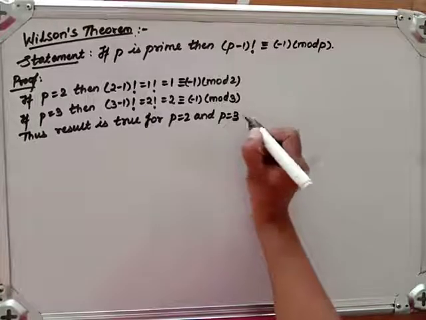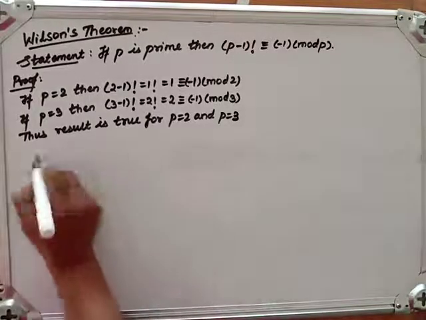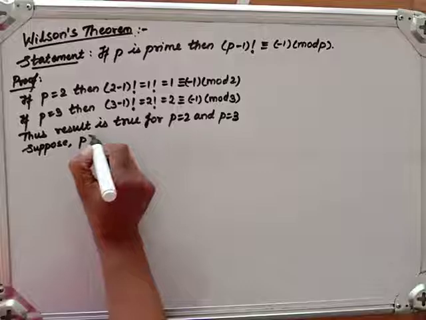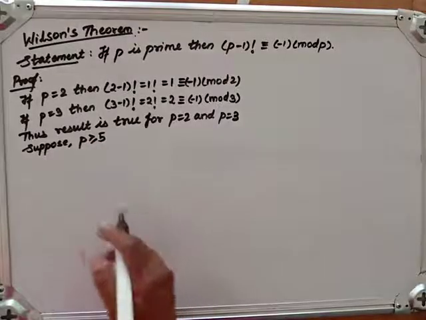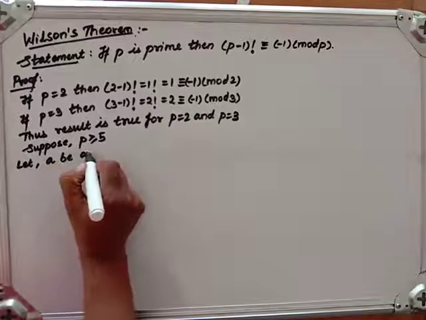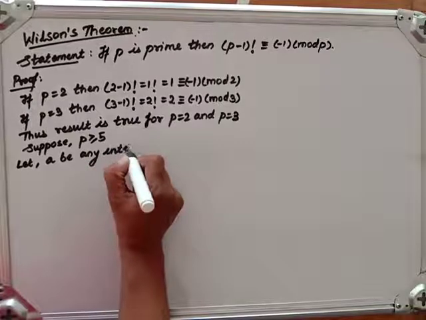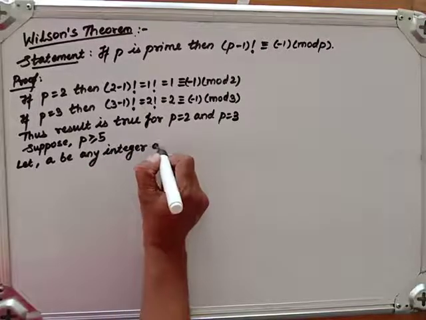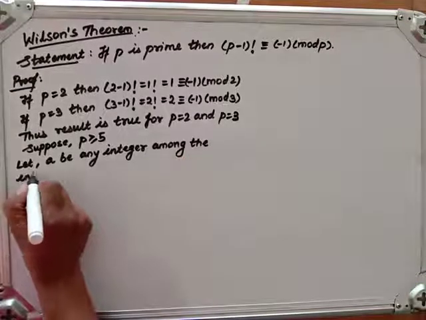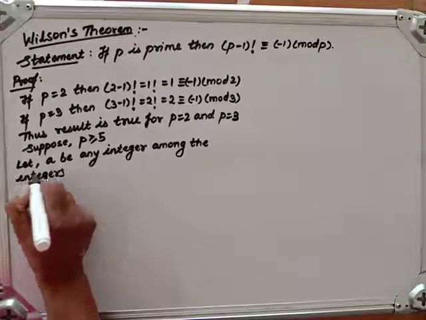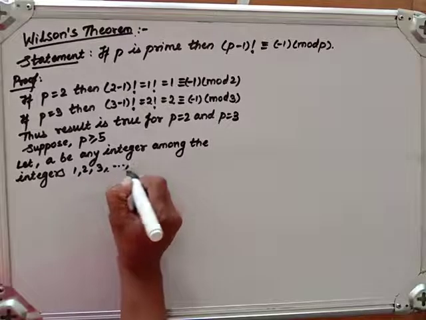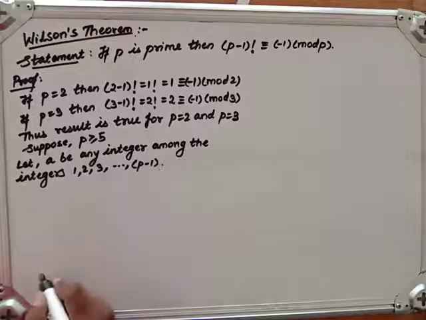Fine. Now the result is true for this. Now suppose P is greater than or equal to 5. We will take the next one. Let A be any integer among the integers 1, 2, 3 and so on up to P minus 1.